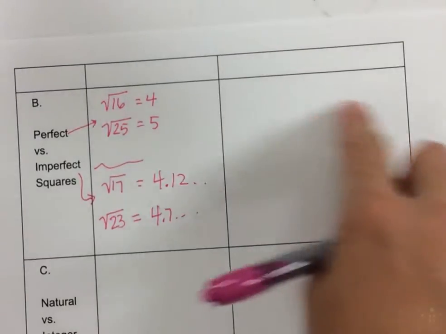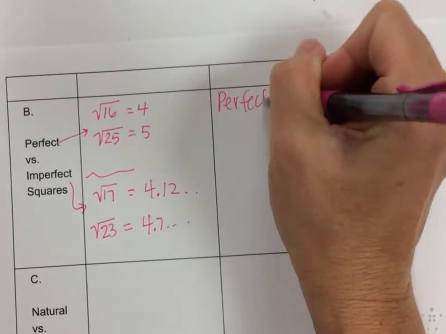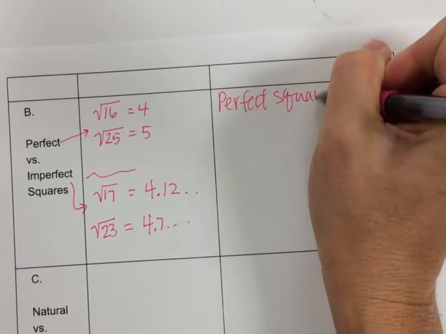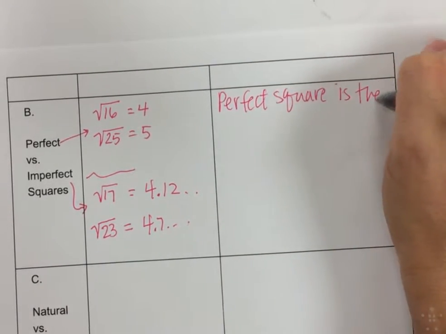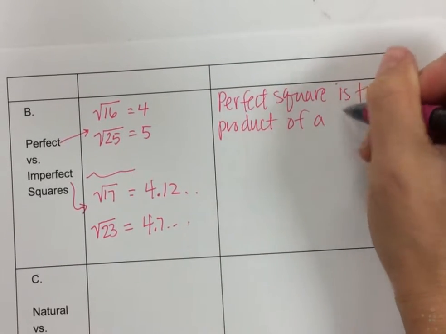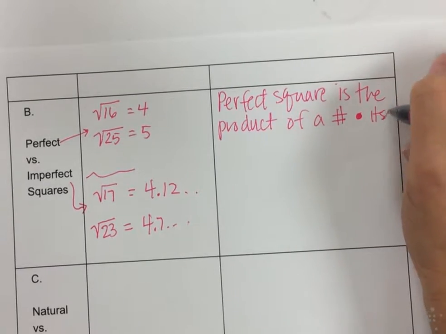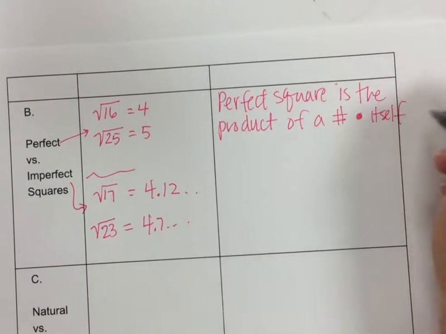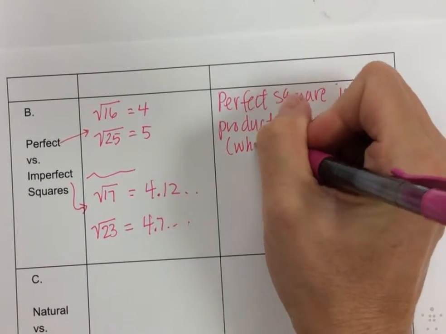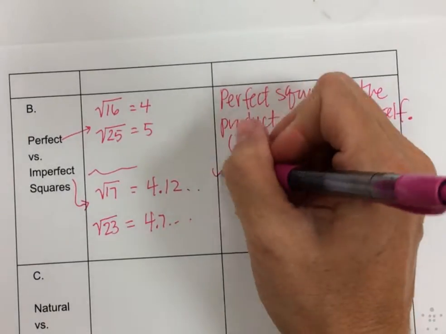So if we were to do it in words over here, we could say a perfect square is the product of a number times itself. And you're going to end up here with a whole number as your answer. That's how you know if it's a perfect square. You end up with the whole number.